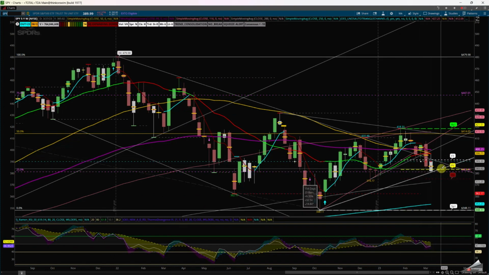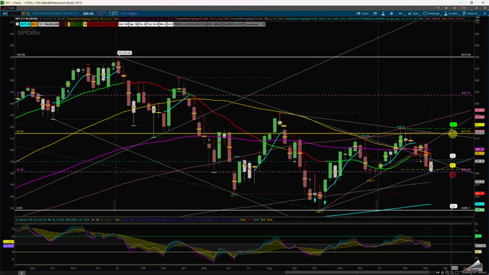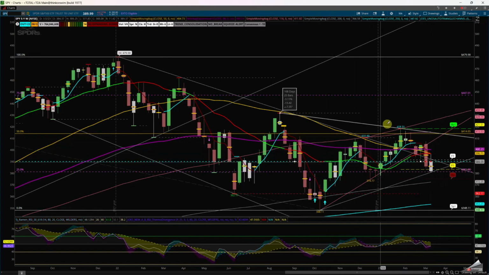We came back to this area of support. We fell from this candle. We're going to remove this channel. We can see that in this downtrend, we are in a symmetrical triangle wedge. You can see the uptrend to this one here, this downtrend to this candle. We are in a triangle.